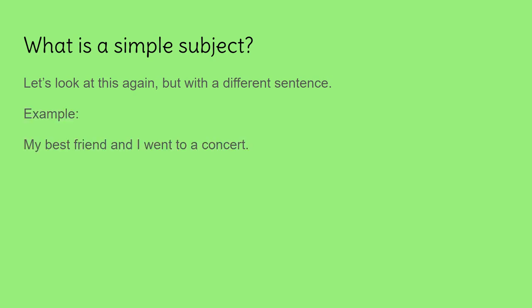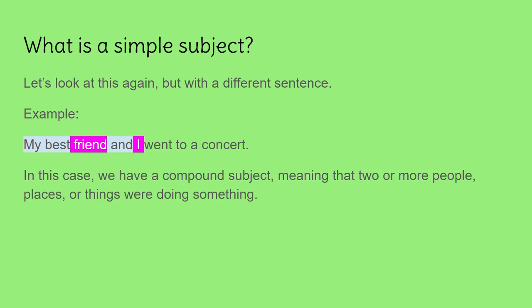My best friend and I went to a concert. Who went? My best friend and I. If we narrow this down, there are two separate people doing something. So it is technically friend and I, and it is called a compound subject.